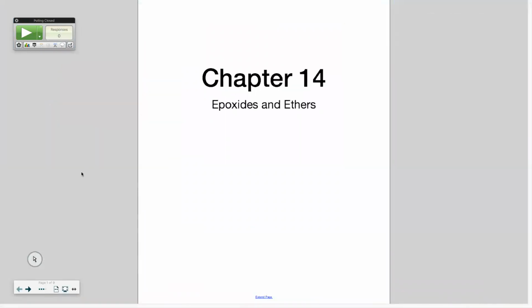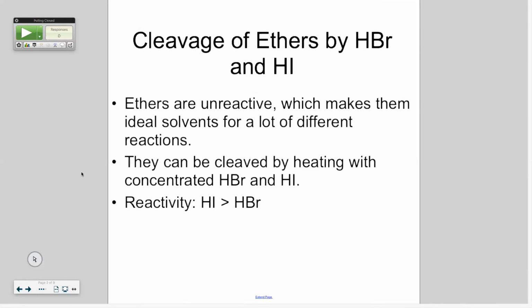Okay, chapter 14 is about epoxides and ethers. Did you notice anything in particular about the slides? Yeah, there's hardly any. That's our favorite thing about epoxides and ethers. They're super unreactive, which is why they get used as solvents and things, because they won't react with all this other stuff. So there's hardly anything to do. Woo-hoo. We've already opened the epoxides.